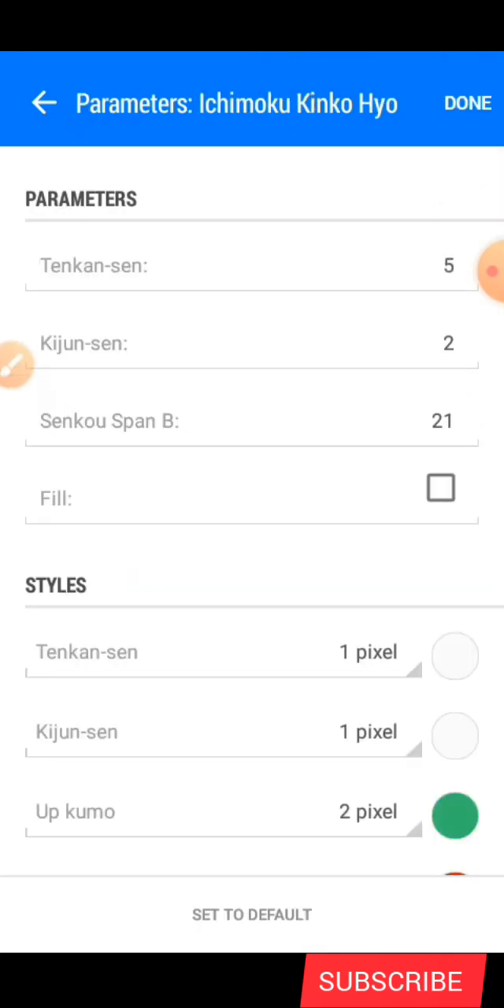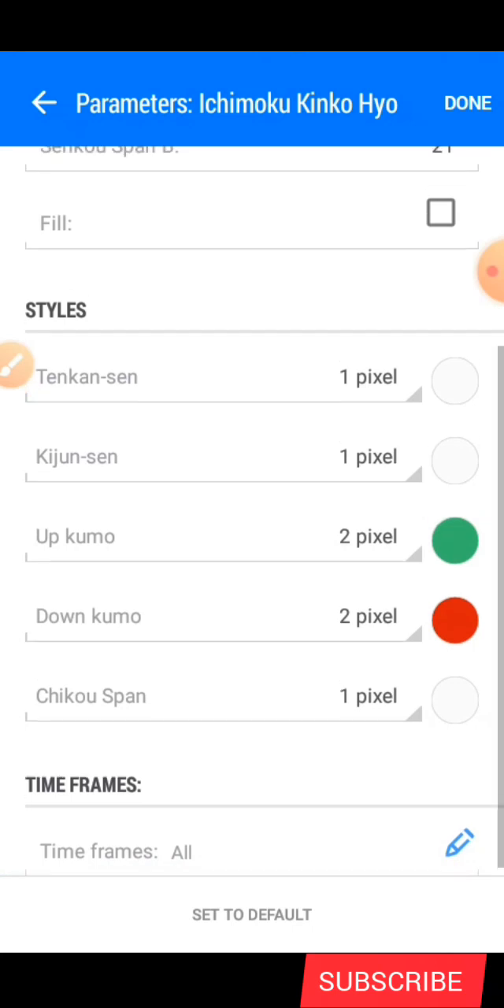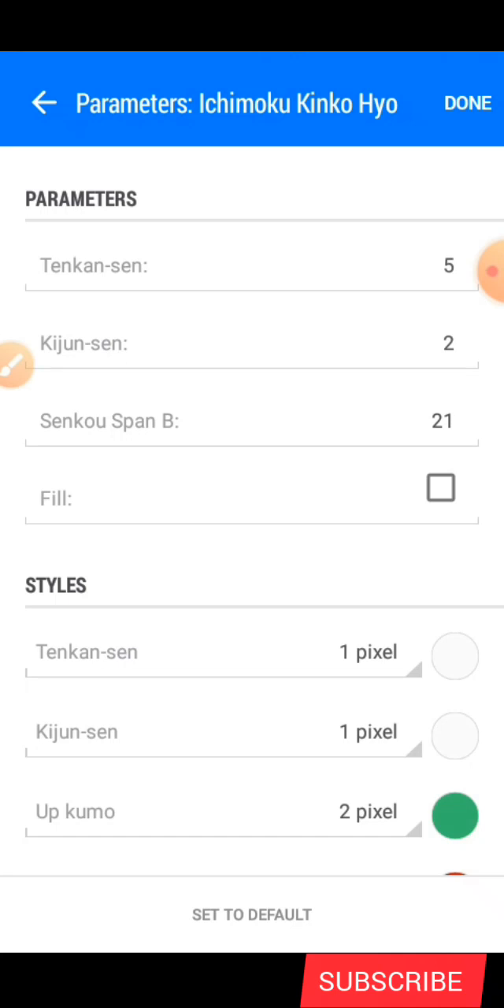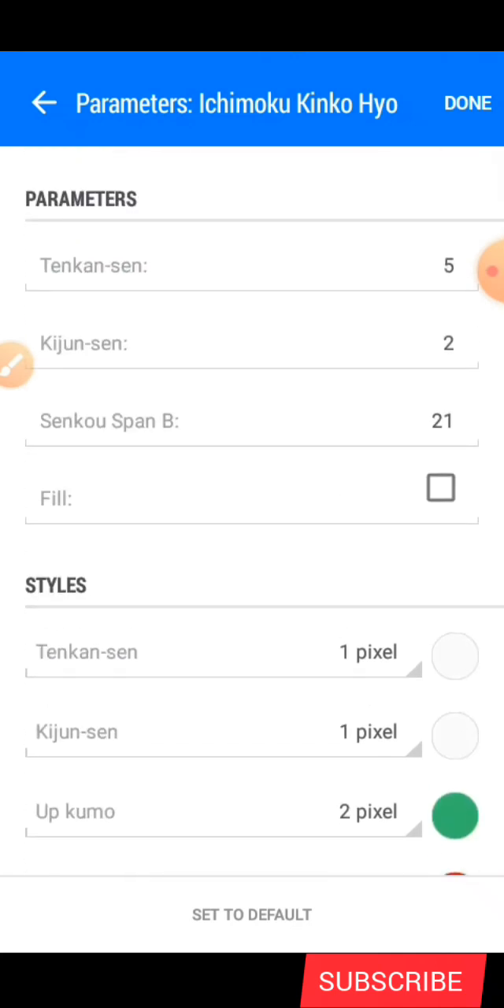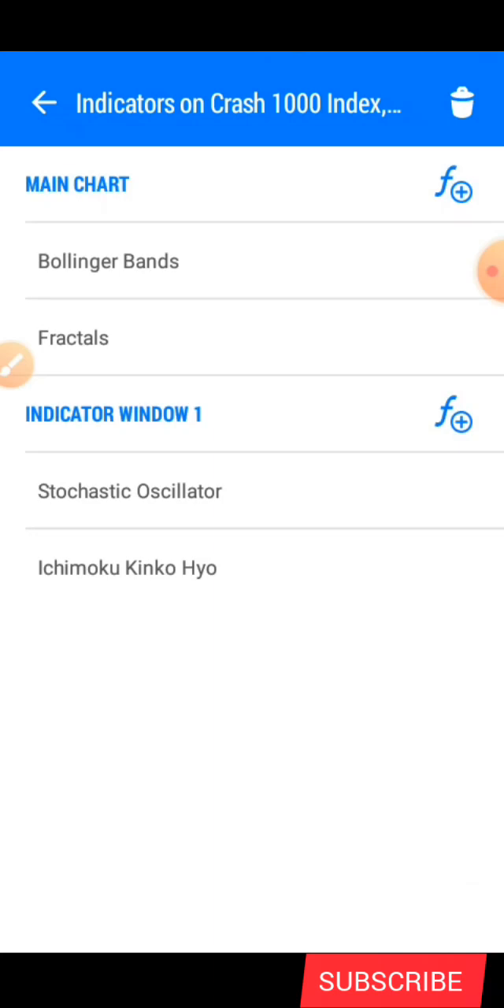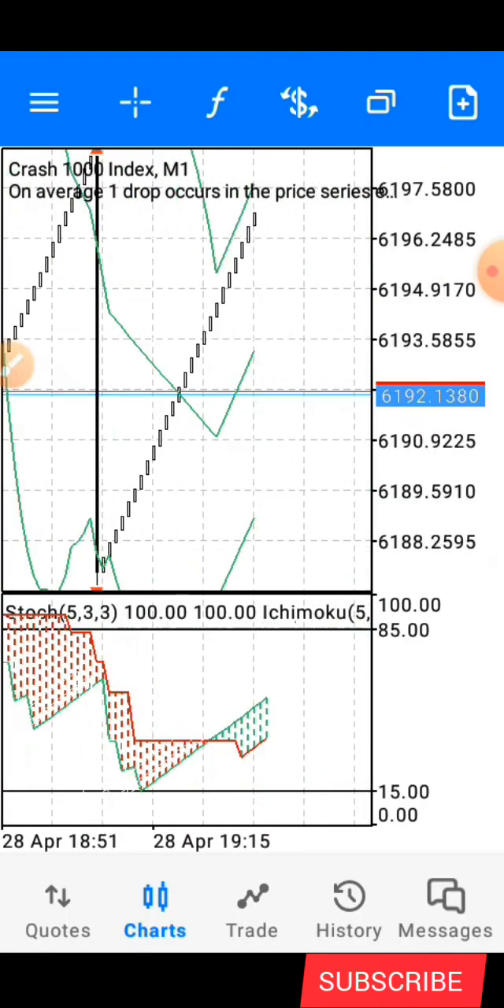You click on the Ichimoku, and then these are your settings, guys. Make sure you set everything the same way as mine, the same way you are seeing it here. After that, you click on done, and then you are good to go. You have a screen like this, you have everything same as mine.